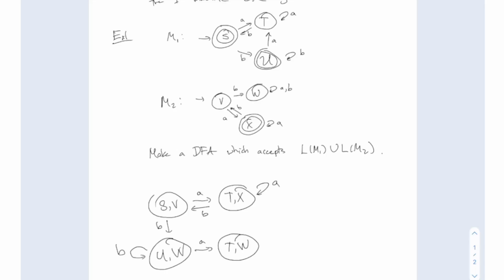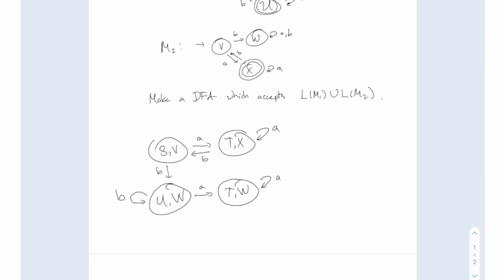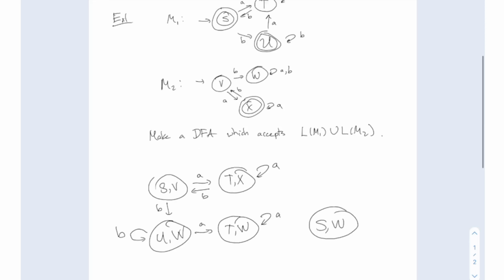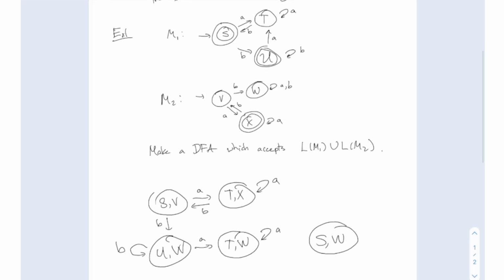And then from TW with A, T goes to T, W goes to W. So TW, the A is the loop. And from TW, a B goes to, T goes to S. SW. Yes, SW, which is a new state. This is not on my diagram yet. I'll put it over here, just so I don't have to scroll too much. All right, that was a B, right? Yeah.